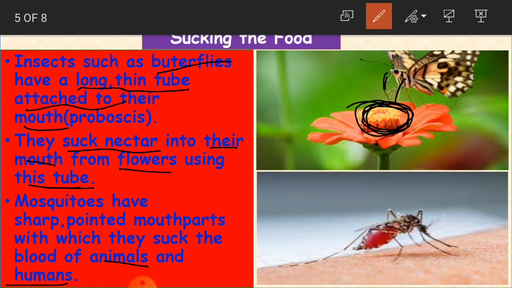And how do they suck, children? Because they have got sharp pointed mouth parts. See here, just like a tube, with which they suck the blood of animals and humans. This is the food for them, like our blood is the food for them. Clear, children? So this is how insects like butterflies and mosquitoes suck their food.